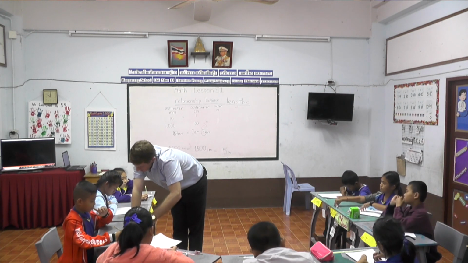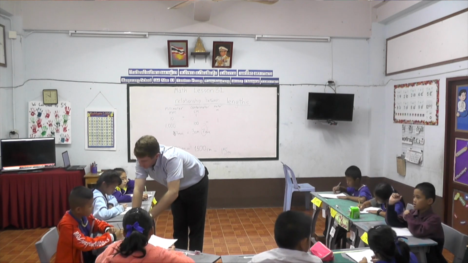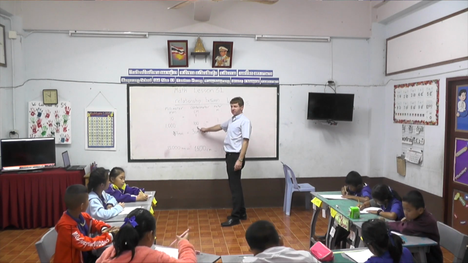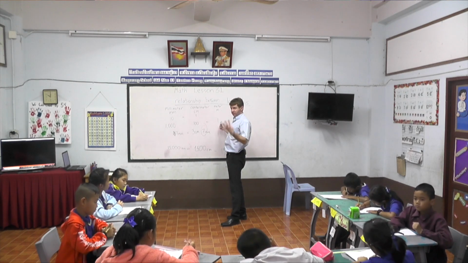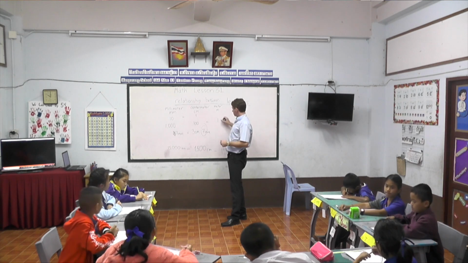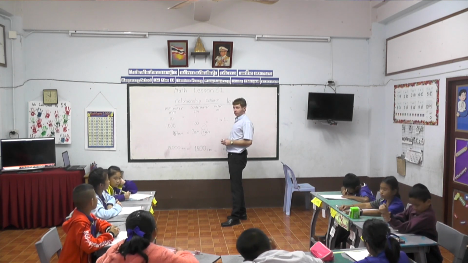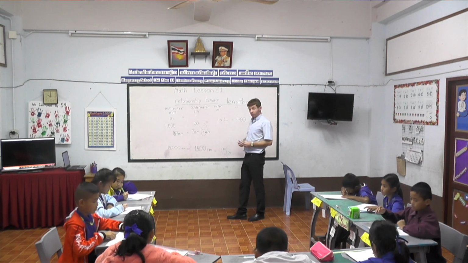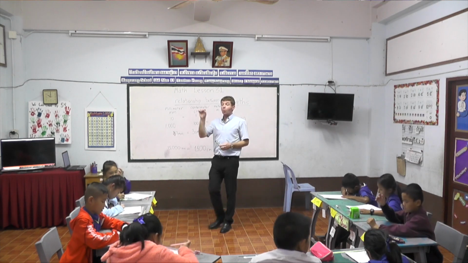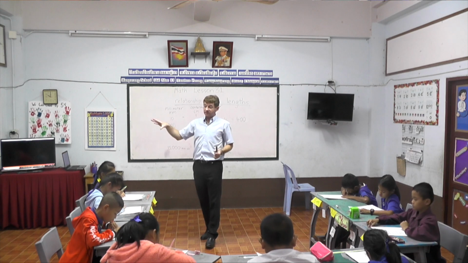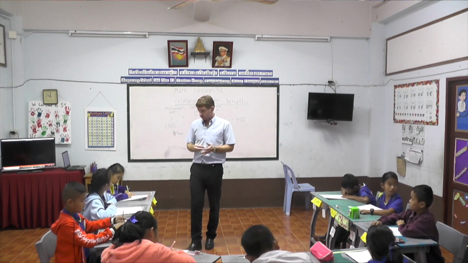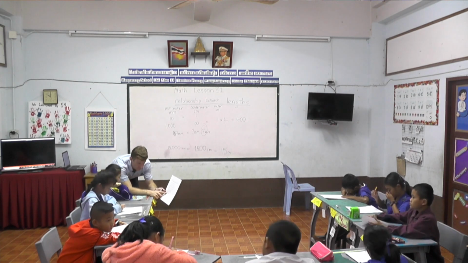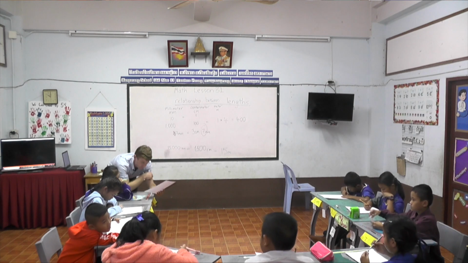Four meters. How many centimeters? 4 meters. If 1 meter is 100 centimeters, how many centimeters is 4 meters? 1 times 4. 400. 1 meter, 100 centimeters. 4 meters, 400 centimeters. You see? 4 meters, 400 centimeters.